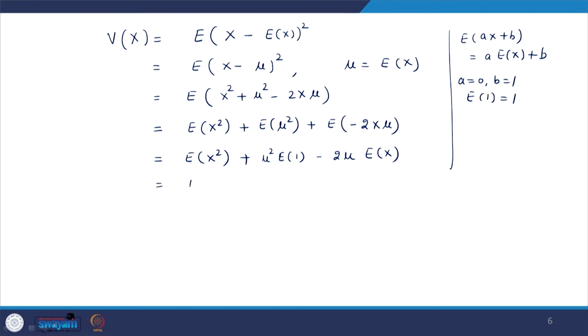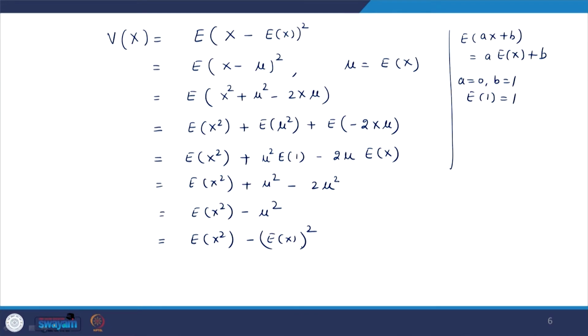So, in this way it is the expectation of X square plus mu square minus 2 mu, and what is the expectation of X here? It is mu. So, it is into mu, that is mu square. So, this will be the expectation of X square minus mu square, and that will be the expectation of X square minus (expectation of X) whole square. So, in this way, if you want to find the variance of X, that is how much it is dispersed about the mean, then that can be measured by this expression or by this simplified one, that is, the variance of X is the expectation of X square minus (expectation of X) whole square.